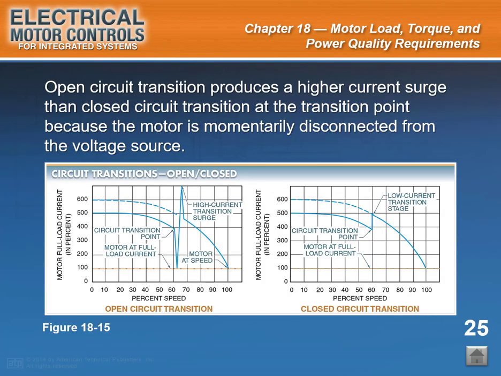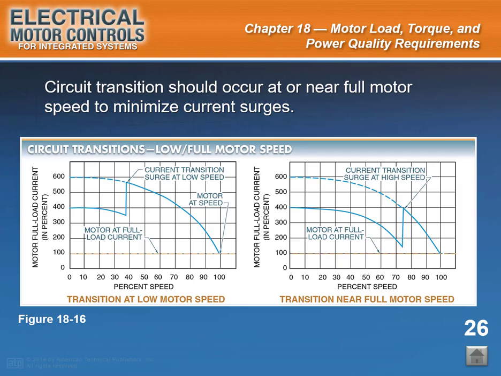Start of slide 25. Slide caption: Open circuit transition produces a higher current surge than closed circuit transition at the transition point because the motor is momentarily disconnected from the voltage source. See figure 18-15. Closed circuit transition is preferable to open circuit transition because closed circuit transition does not cause a high current transition surge. However, closed circuit transition is the more expensive circuit transition method to attain. End of slide 25. Start of slide 26.